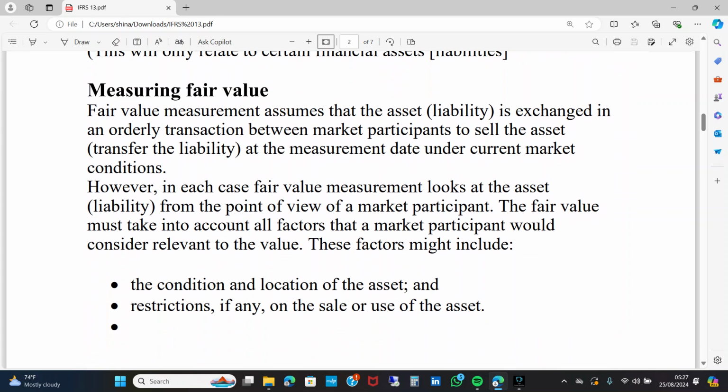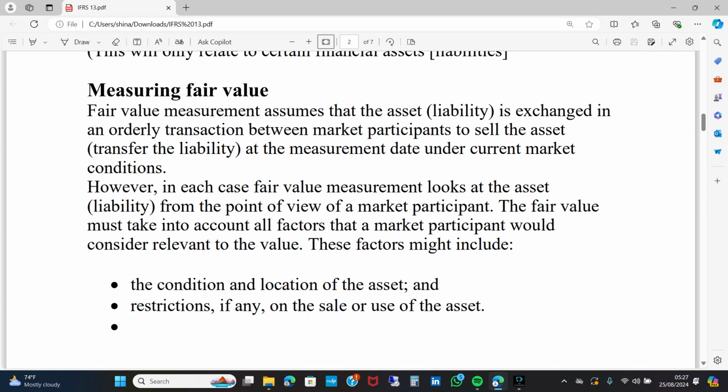Now, however, in each case, fair value measurement looks at the asset or liability from the point of view of a market participant. Remember, I've told you who a market participant is and their qualities. The fair value must take into account all factors that a market participant will consider relevant to the value. So when we are measuring fair value, what are the factors we consider?